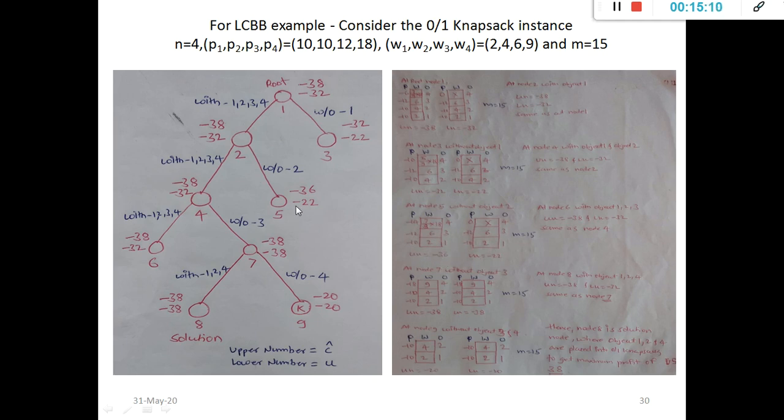Then again you have to apply the minimization technique after generating node 4 and node 5 with their values. That is, compare minus 32 with minus 22. Minus 32 is the minimum value, that's why discard node 5 and further expand node 4.